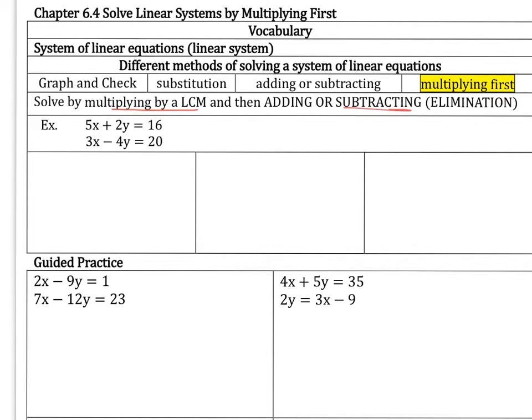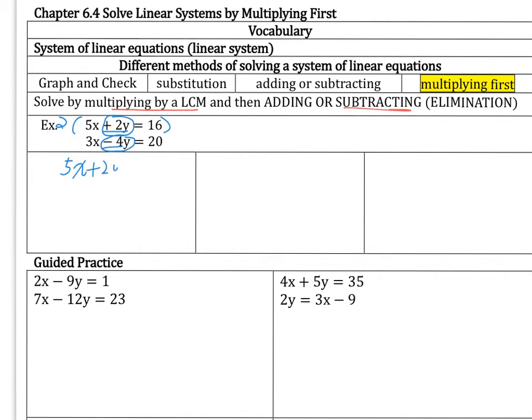So for example, look at these two equations here. I notice there's a positive 2 coefficient here and a negative 4. If I multiply the first equation by 2, I can make this term positive 4y. So then I can cancel it out with negative 4y. So let me show you this step by step.